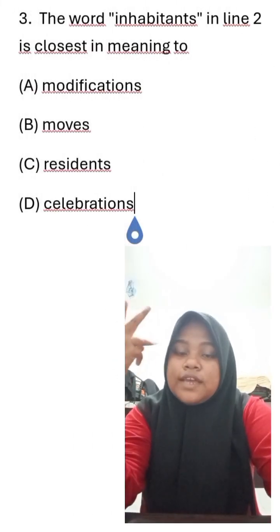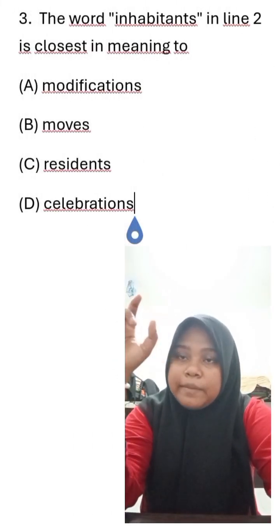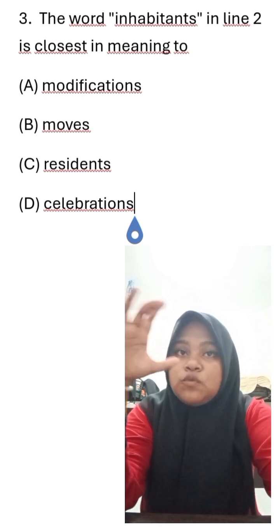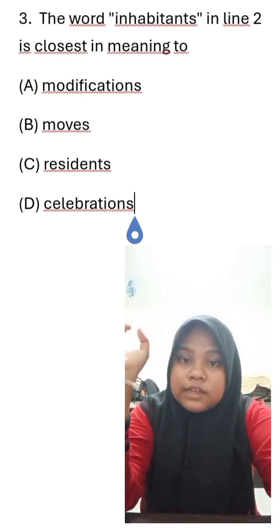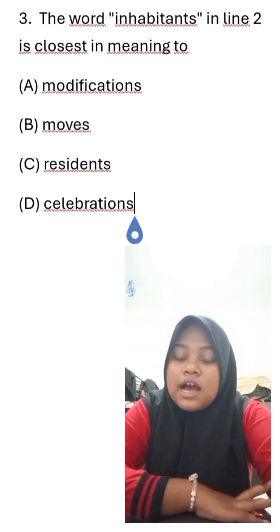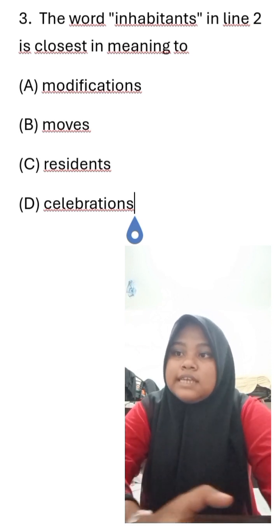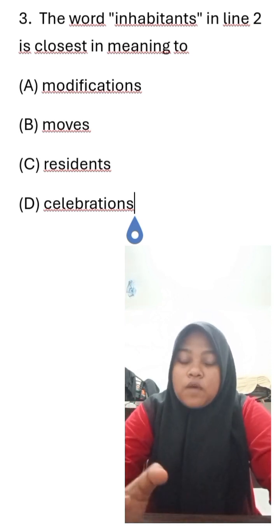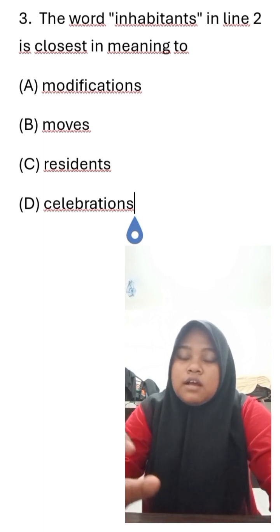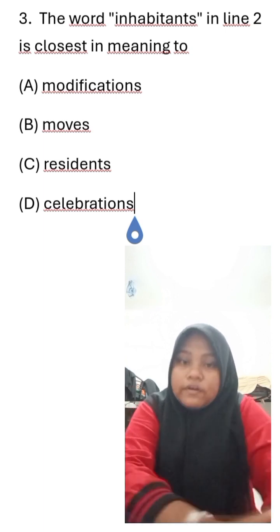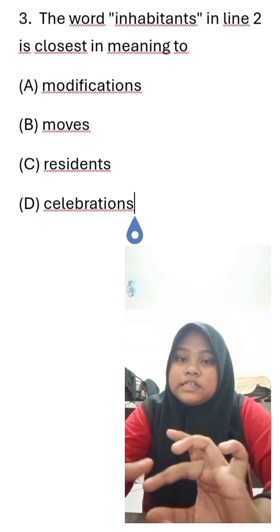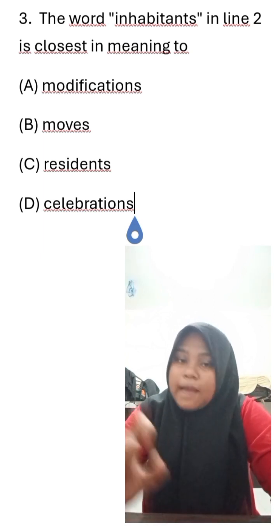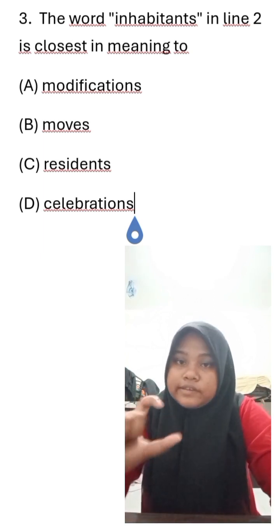Question number 3 is about the closest word to inhabitants. First, we have to know what the meaning of inhabitants is. In this case, the text states that the president is an inhabitant. So the answer is C, residence. Why residence? Because residence is the closest meaning to inhabitants. So that's why the answer is C.